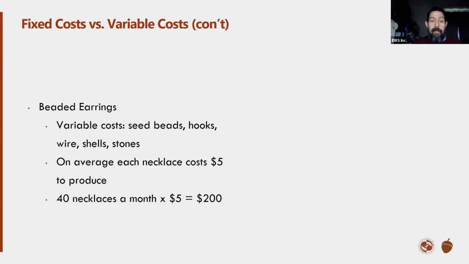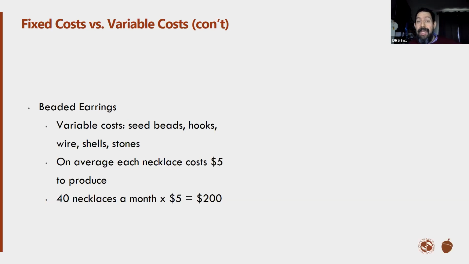It costs me $1 in seed beads, 10 cents for the hooks, the wire, the shells, maybe that's a little bit more expensive, or a stone. And so on average, each necklace costs $5 to produce, right? And this isn't counting your labor. This is just the materials inside of the earring.